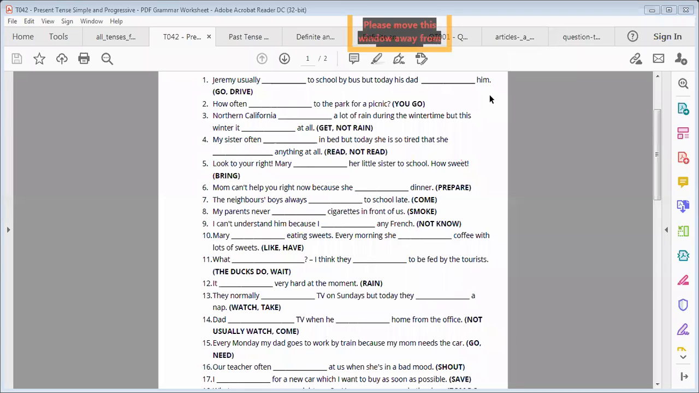In future tense, shall is used with I and we. Okay. In Old English, it was a rule that you must use shall with I and we. But now that is not the rule. You can use will with all the subjects.